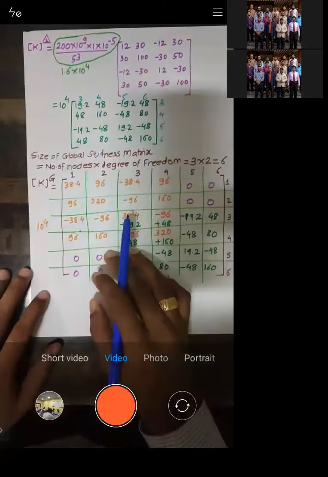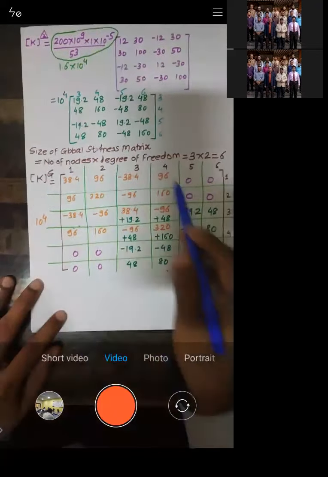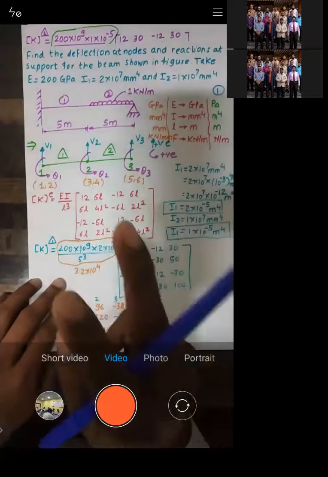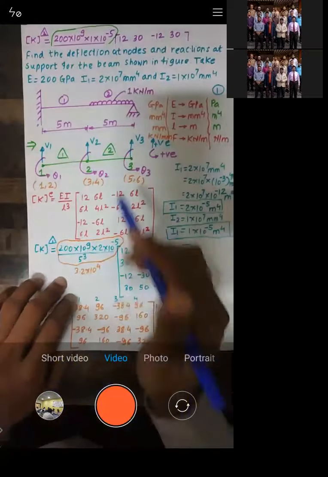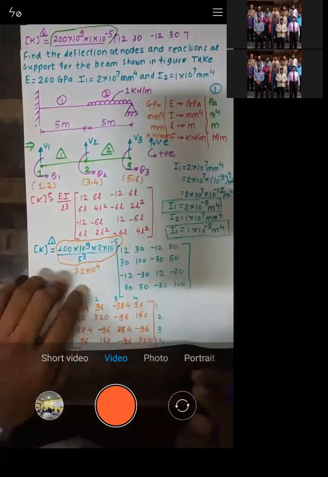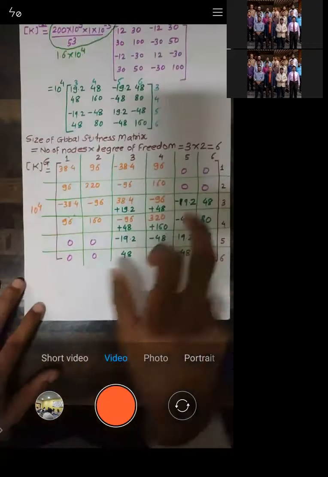Now, once I have the element stiffness matrices, I proceed with the global stiffness matrix. There are 3 nodes, and each node can move in 2 directions. So 3 into 2 is 6. You can check, the last degree of freedom is 6. So I got the size as 6 by 6.